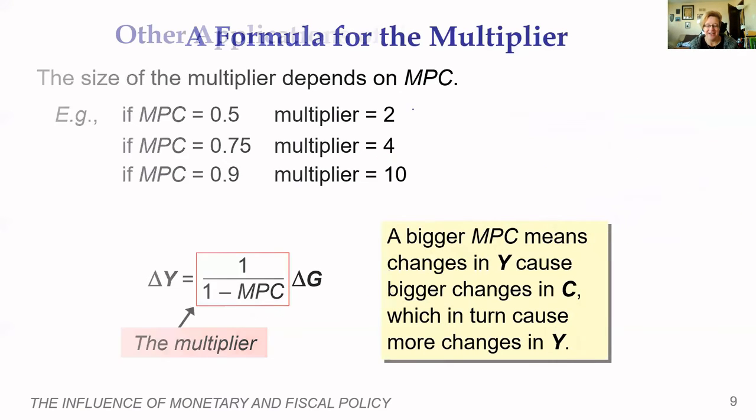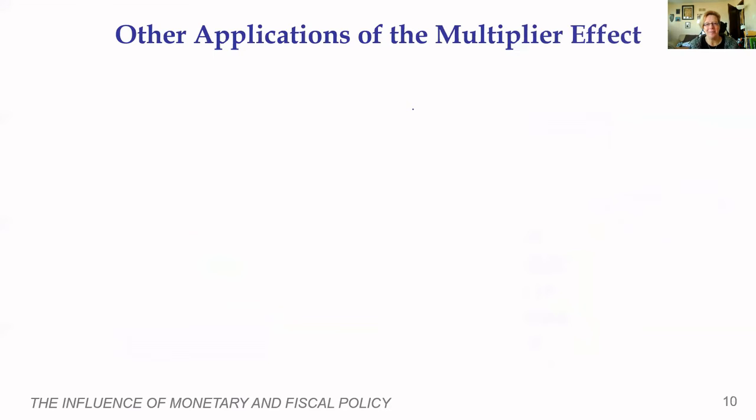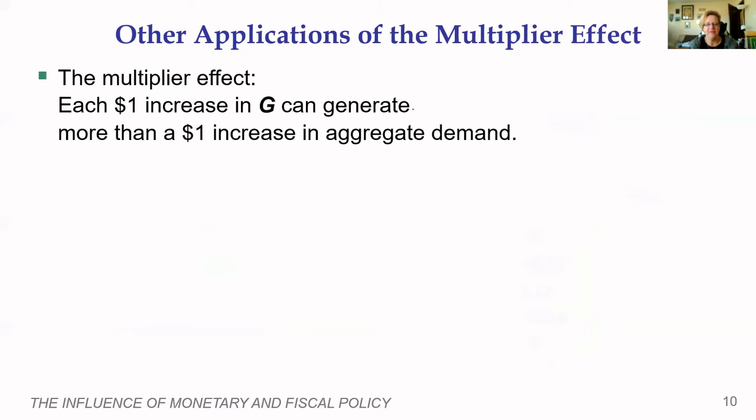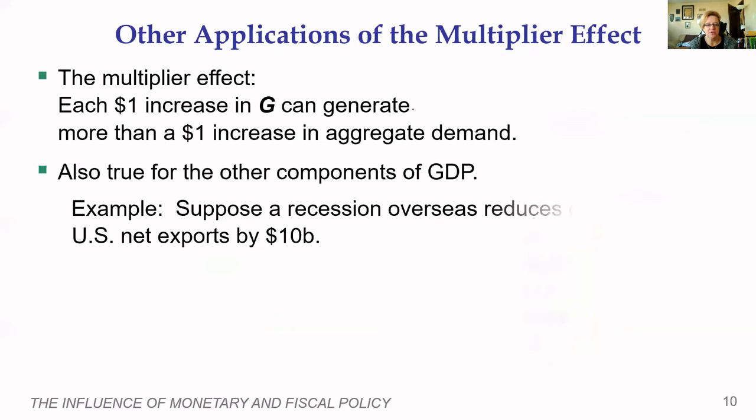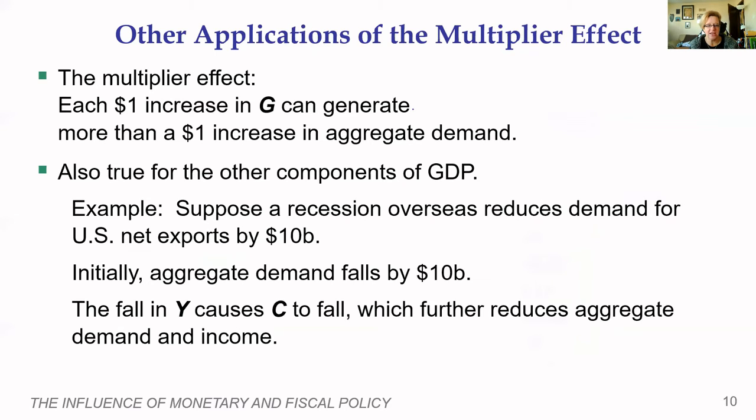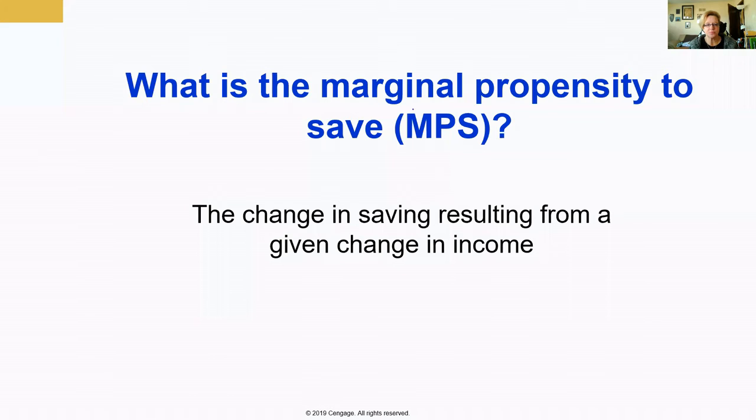Okay. So for other applications of the multiplier effect, I'm not so interested if you know this, but a $1 increase in government spending can generate more than a $1 increase in demand. That's true. We could also look at things like net exports and investments in that respect.